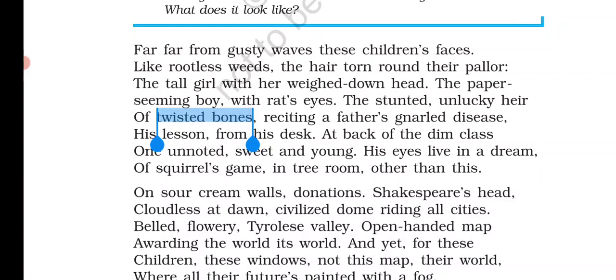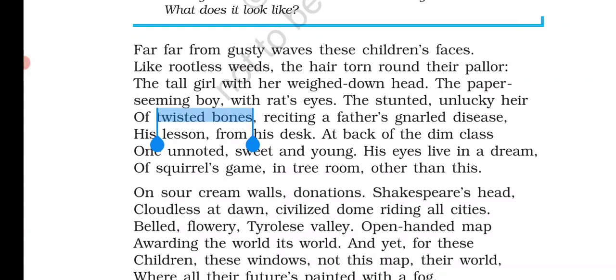And we have a long list of metaphors in this poem, like rat's eye, squirrel's game. Here squirrel's games means freedom, right? Open-handed map, it is actually the map created by the rich people, right? Lead sky means choked sky. Slag heap, it is actually an area where all the scrap is collected, and the leftover, once the productive thing is taken, what remains is slag heap. So these children are like slag heap, right? Nobody wants them, they are so discarded that they don't have any value.